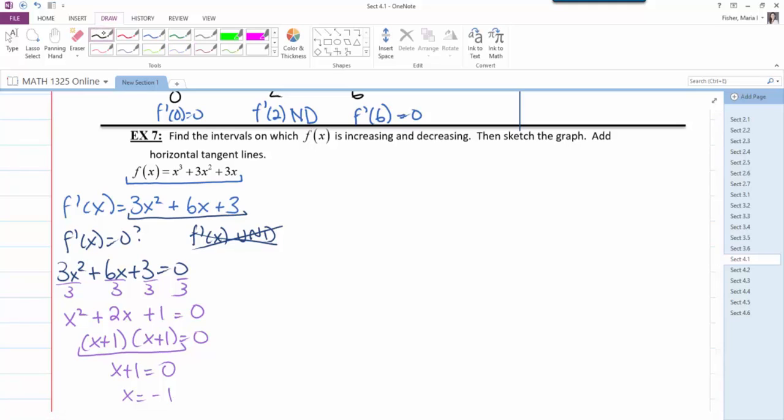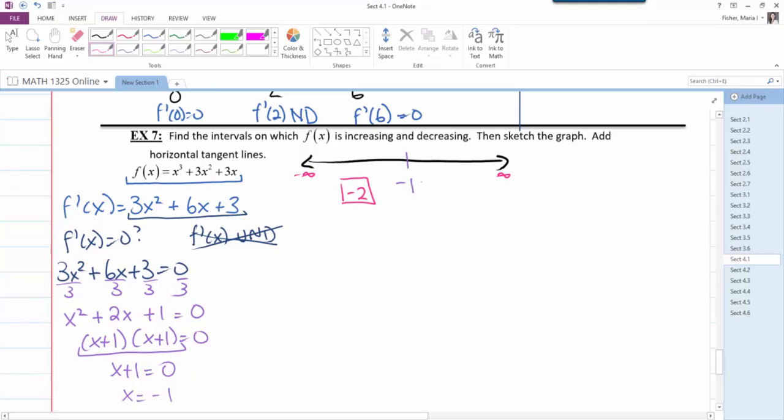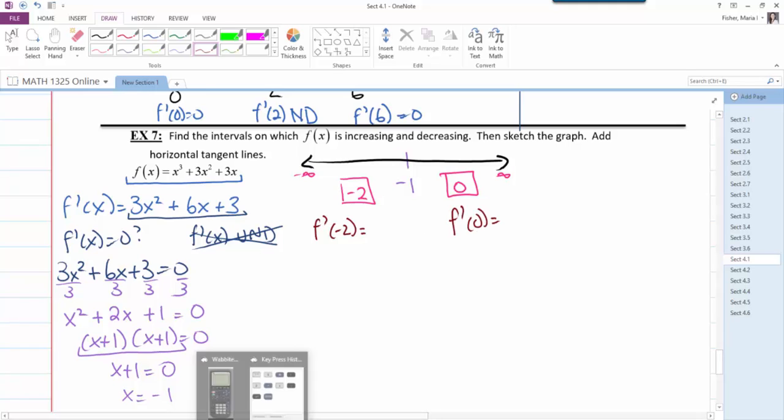So then I grab a number line and I put that partition number, negative 1, on my number line. And then I choose a test value from every single one of the sections. So from negative infinity to negative 1, I'll choose negative 2. And from negative 1 to positive infinity, I'll choose 0. I then need to figure out the value of the first derivative at negative 2 and at 0.